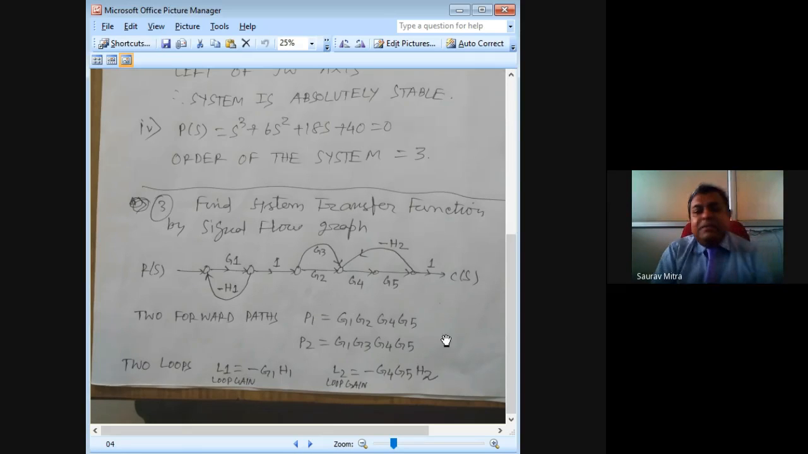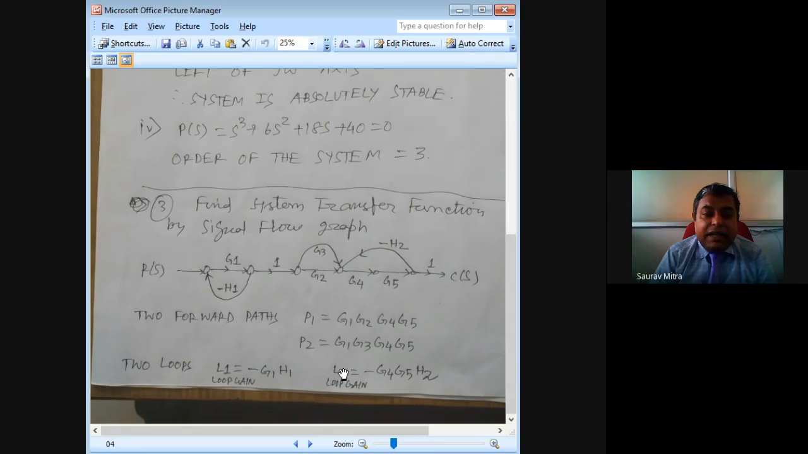But anyways, there are two forward paths, P1 and P2. There are two loops, L1 and L2, and L1 and L2 are not touching each other. That is a very important thing. That will be reflected in the denominator of C(s)/R(s). So the question is, find the system transfer function by signal flow graph.